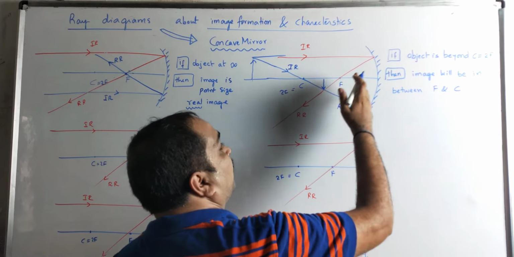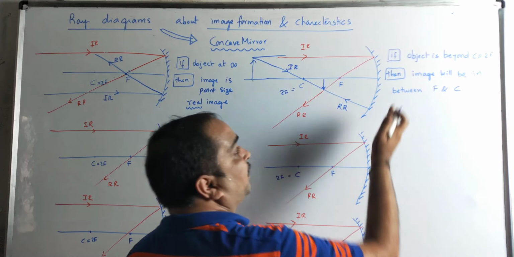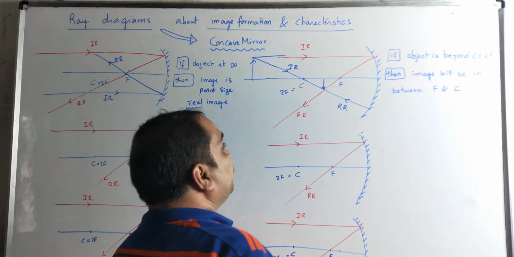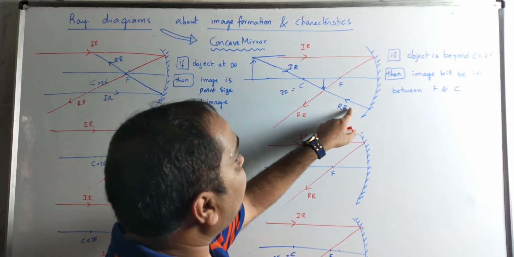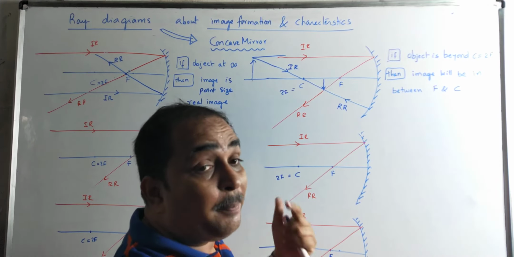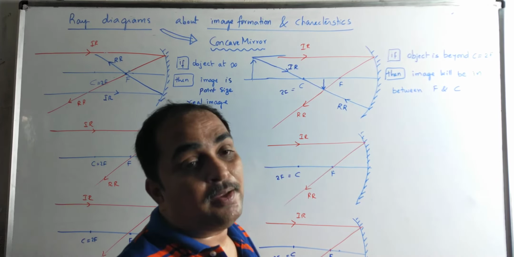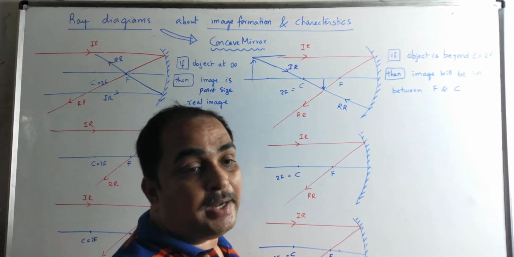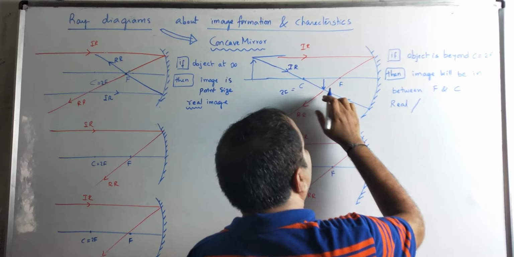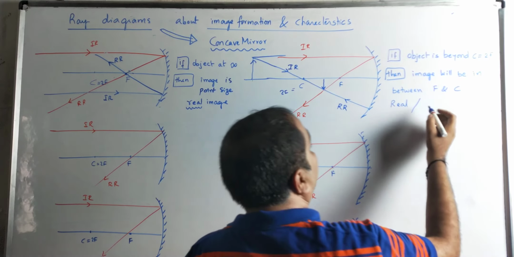For a mirror, the back side is virtual, the front side is real. But anyhow, the reflected rays are meeting. They do not just appear to meet. We have not extended them, and we have created an image. So that is a real image. Real, comma, and this is smaller than the object, diminished.